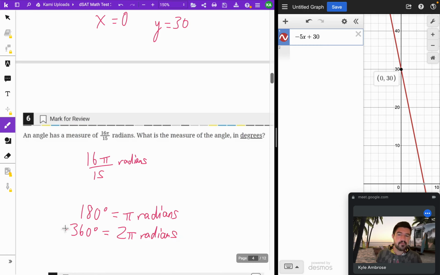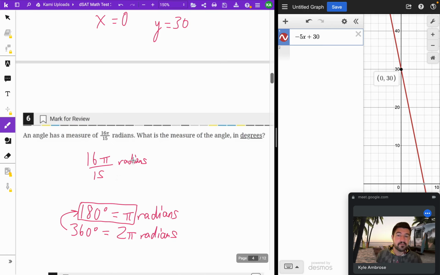And then from that, we also know that if you cut it in half, 180 degrees, half of a circle would just be pi radians. So this relationship here, 180 degrees equals pi, is what we're going to always use to go from radians to degrees.